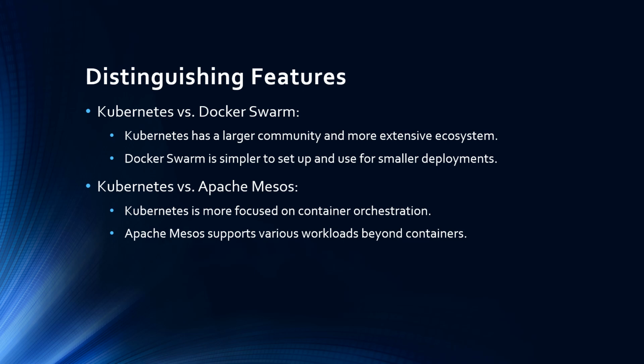In practice, these differences often guide platform selection based on specific needs. For container-specific orchestration with robust features, Kubernetes. For simpler deployments with Docker integration, Docker Swarm. For diverse workload types beyond containers, Apache Mesos. The choice between these platforms should align with your organization's needs, team expertise, and growth plans.